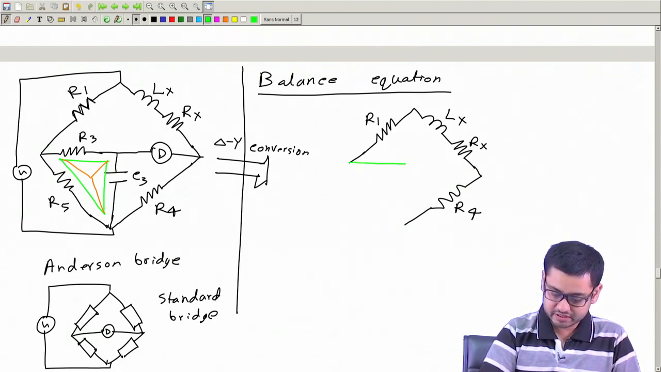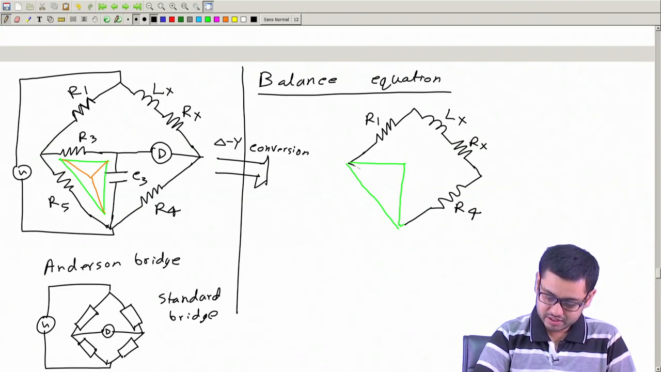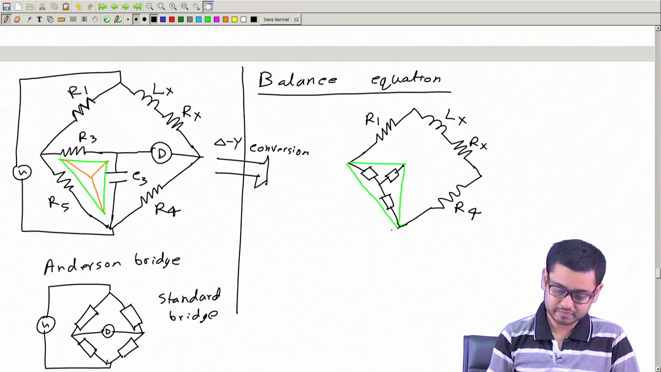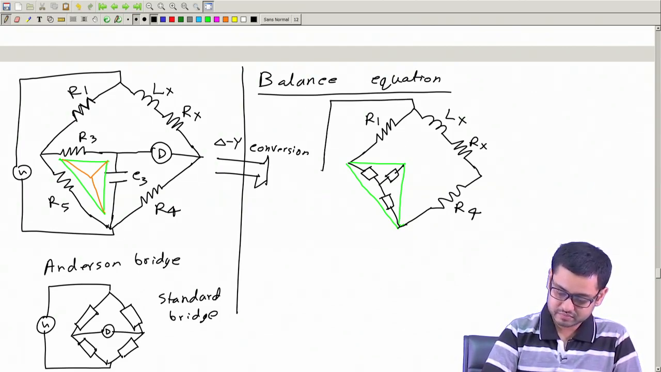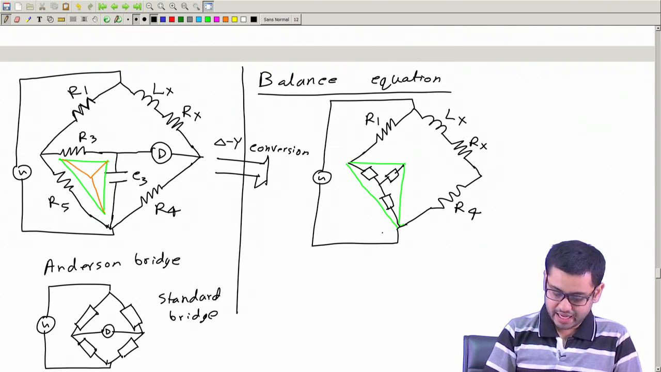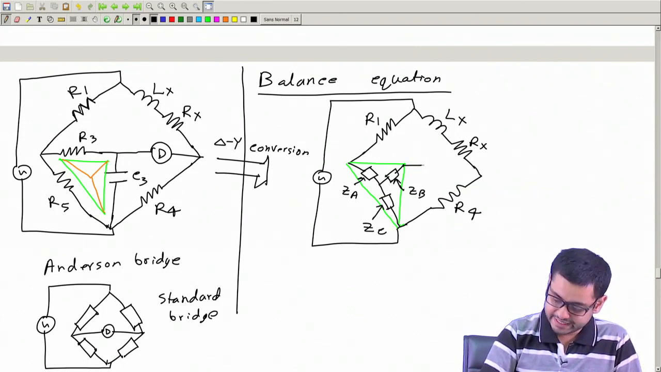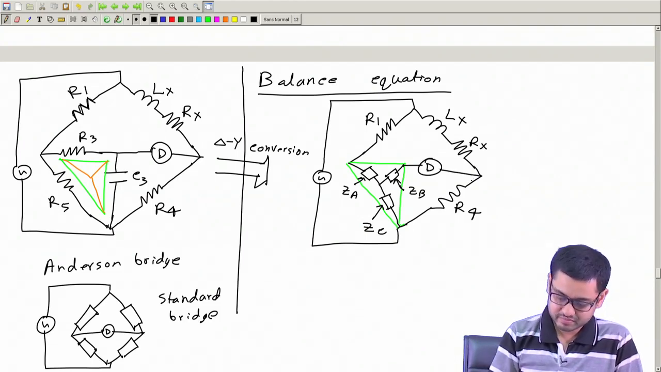So, currently it is like this, but now this will become some impedance here, some impedance here and some impedance here. So, this is a star. Supply is here, and you can find the value of these impedances. Call this as Z A, Z B, Z C, and the detector is here. Okay.